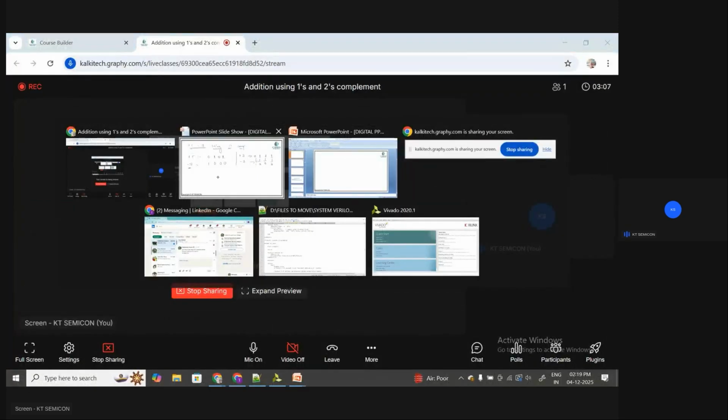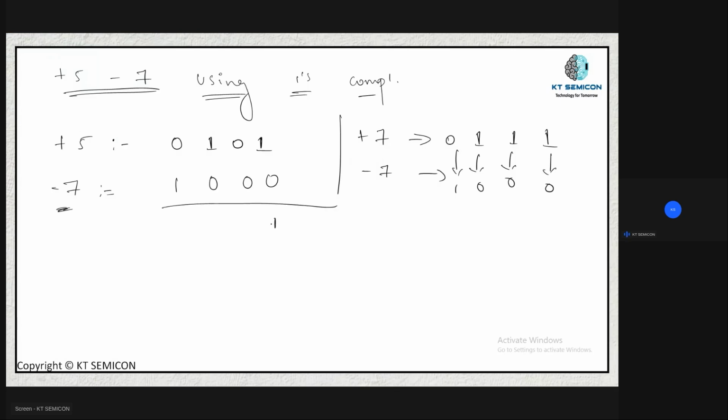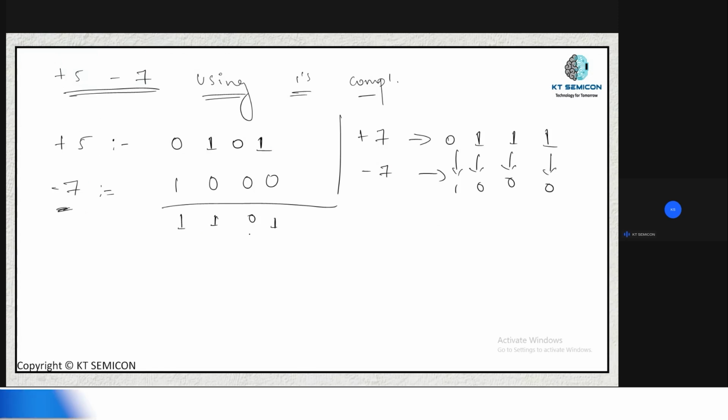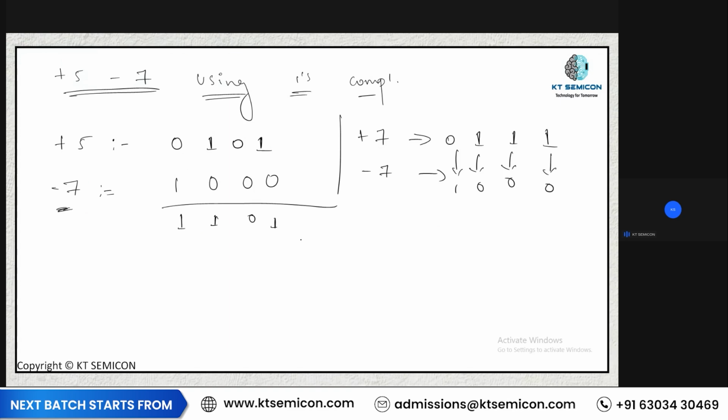How to add these two numbers we already know. So 1 plus 0 is 1, 0, 1 and 1. So this is what we are getting if we add plus 5 and minus 7. Here we can see we are not getting any carry. That means if we are not getting any carry, our resultant is a negative number. This is a very important conclusion here: if no carry, then the resultant is a negative number.